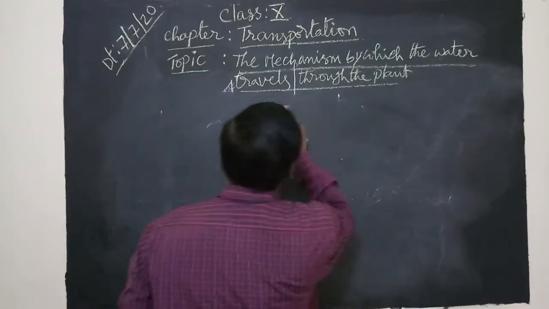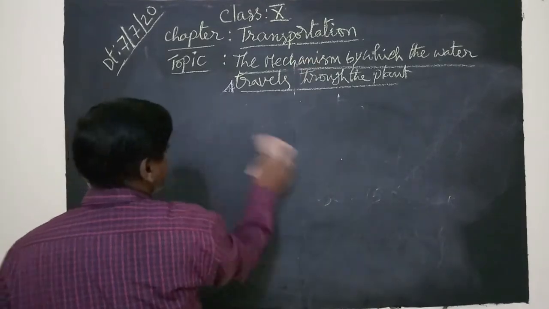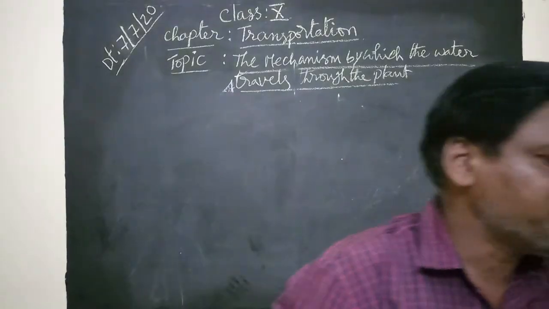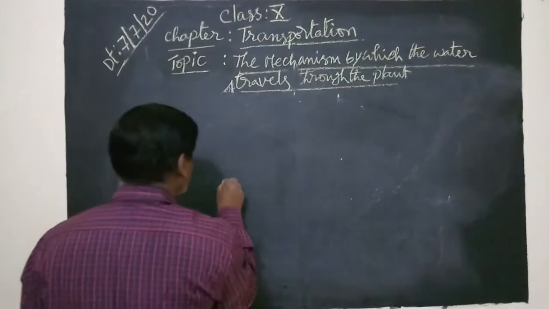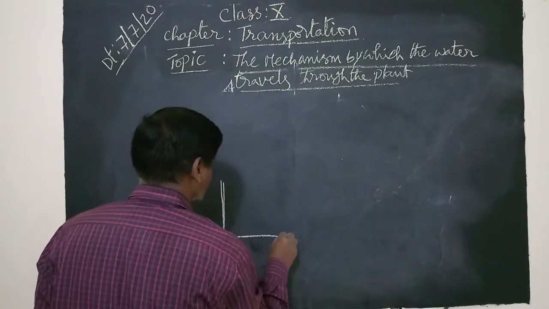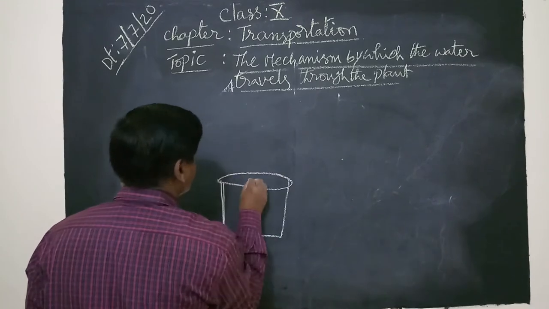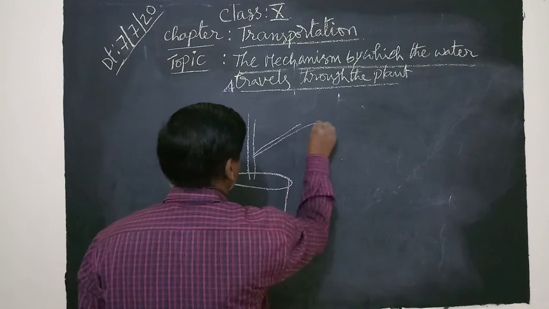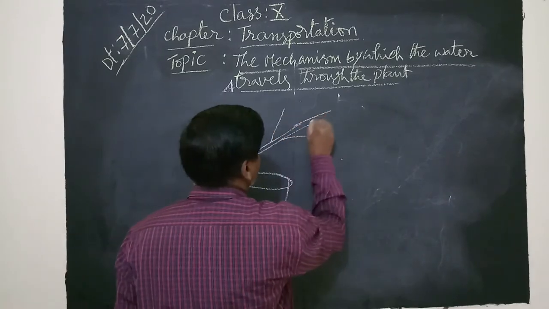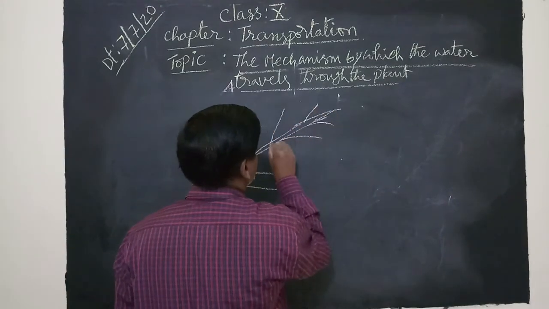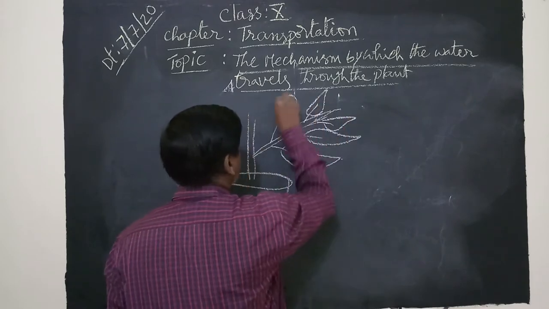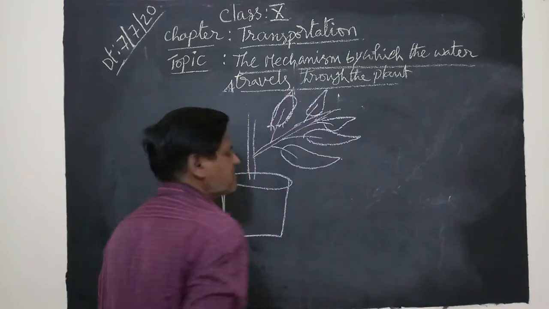So, here, if you take one potted plant, children, and you know this is the branch. For this branch, many leaves are there, children.